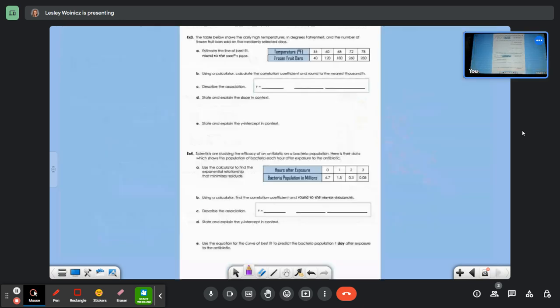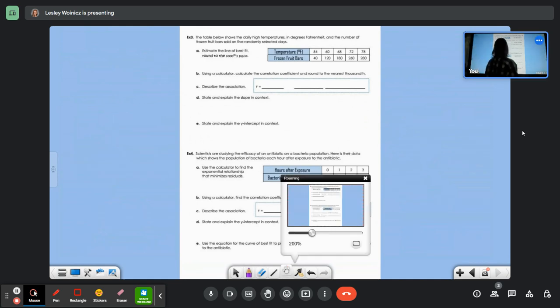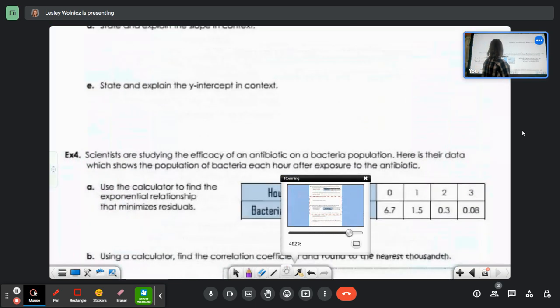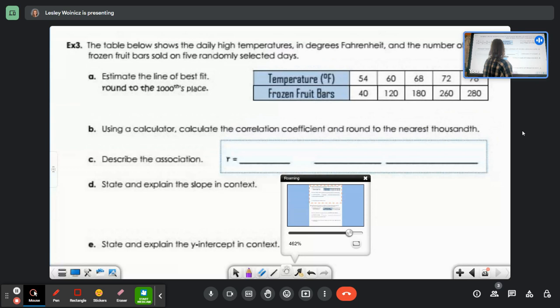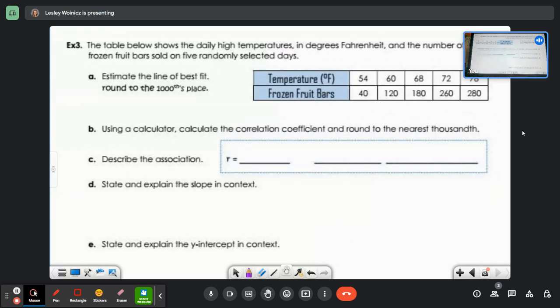Okay, example 3. The table below shows the daily high temperatures in degrees Fahrenheit and the number of frozen fruit bars sold on 5 randomly selected days. So we have to estimate the line of best fit using this data. So we're going to need the calculator. First thing I want you to do is clear the memory on your calculator, and we will put this data in. Let me find the numbers. Here we go.